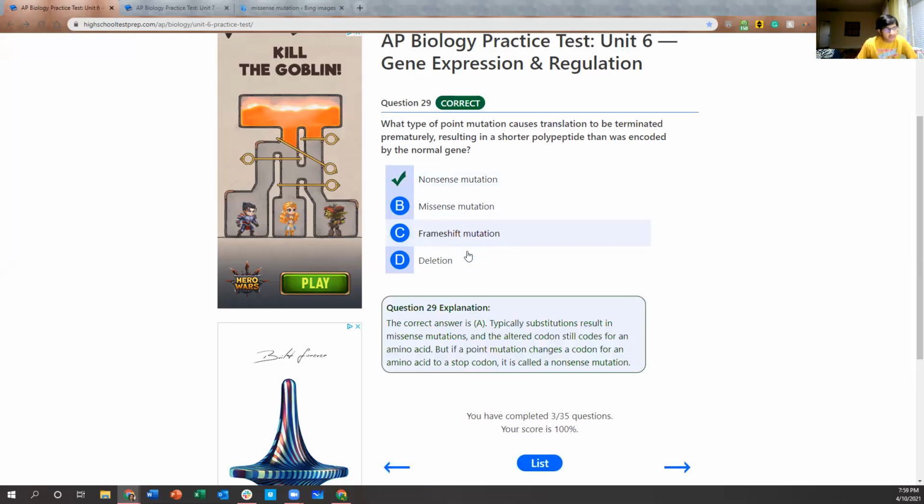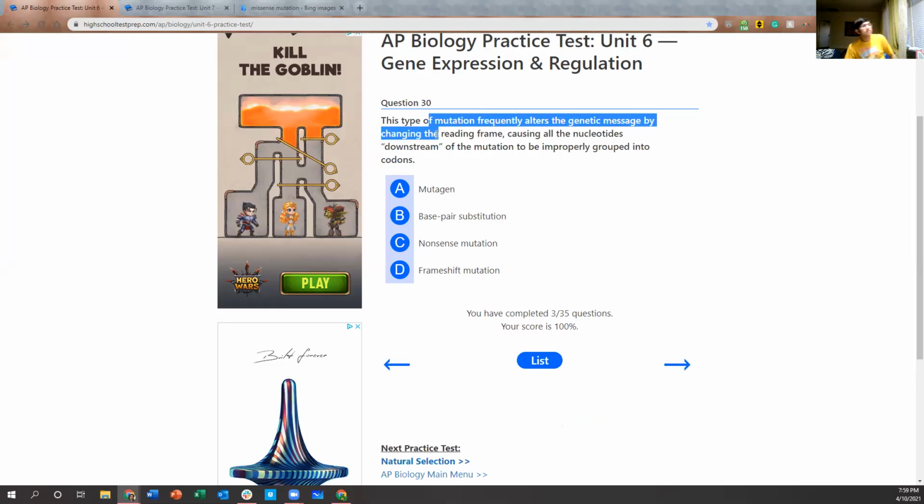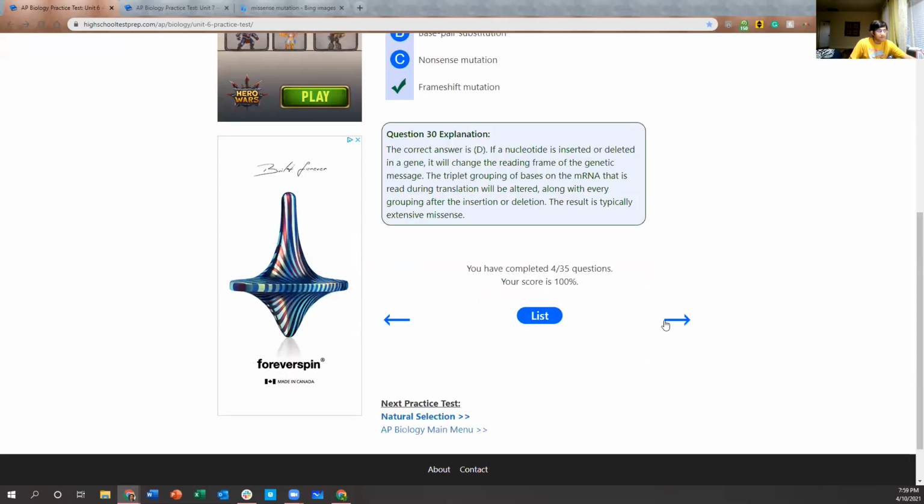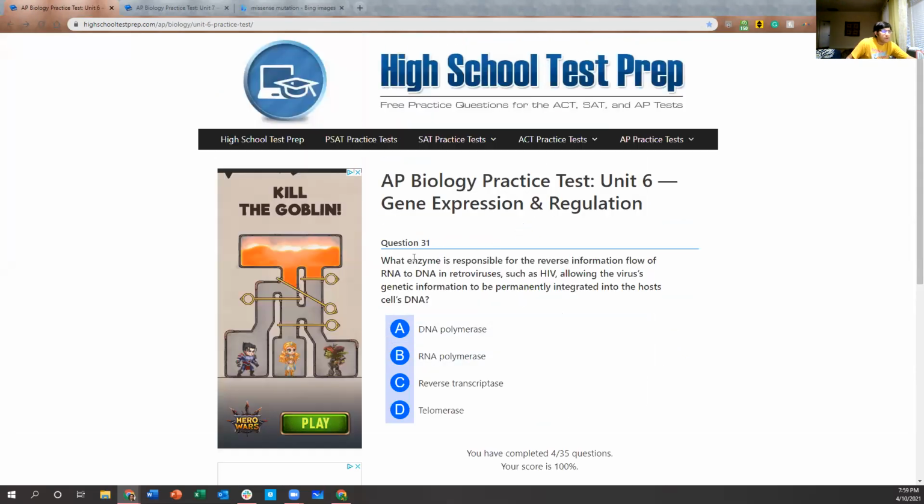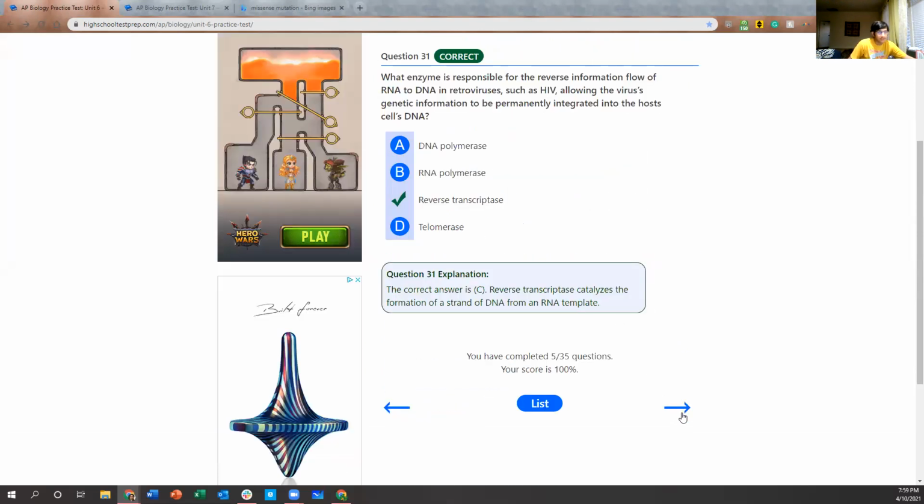Frame shift mutation, we talked about. Deletions, we talked about. The type of mutation frequently alters the genetic message by changing the reading frame. We talked about that. That's frame shift because all the later mutations downstream are affected. What enzyme is responsible for the reverse information? Oh, we already did this one in the last one. It's reverse transcriptase. We can look at that problem in our earlier quizzes that we did.